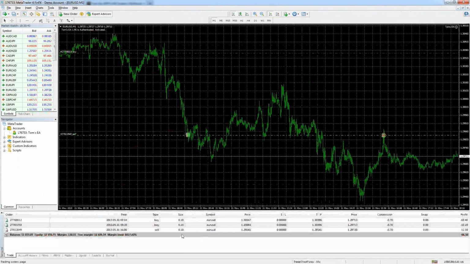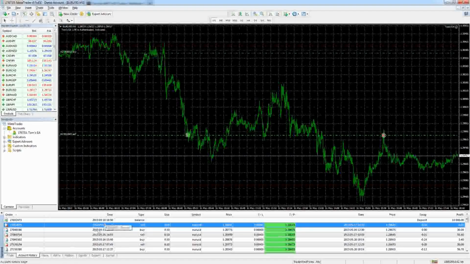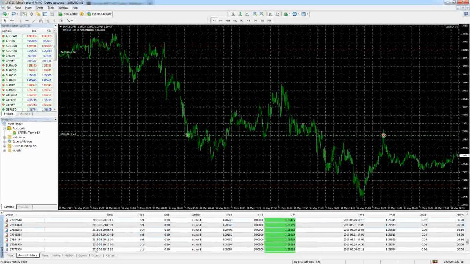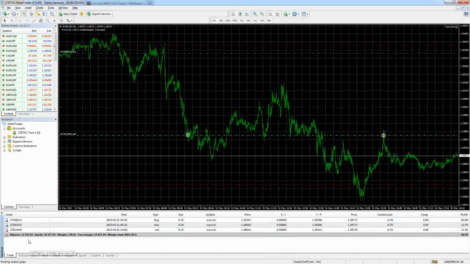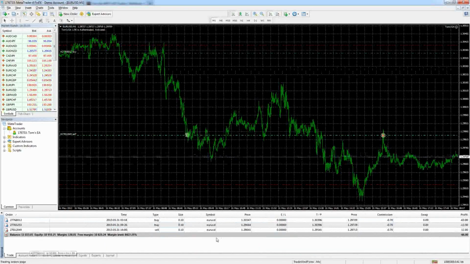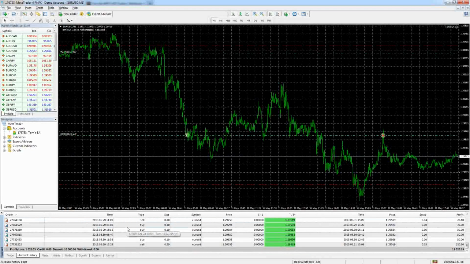Okay, so this demo just on the euro by itself has done pretty dang well. I started this on the 15th, so it's been about 2 weeks. There's been a few losses in there, but mostly it's been profitable. You can see 10,000 went to 11,023. Now on 10,000, it's just been trading a mini lot every time.